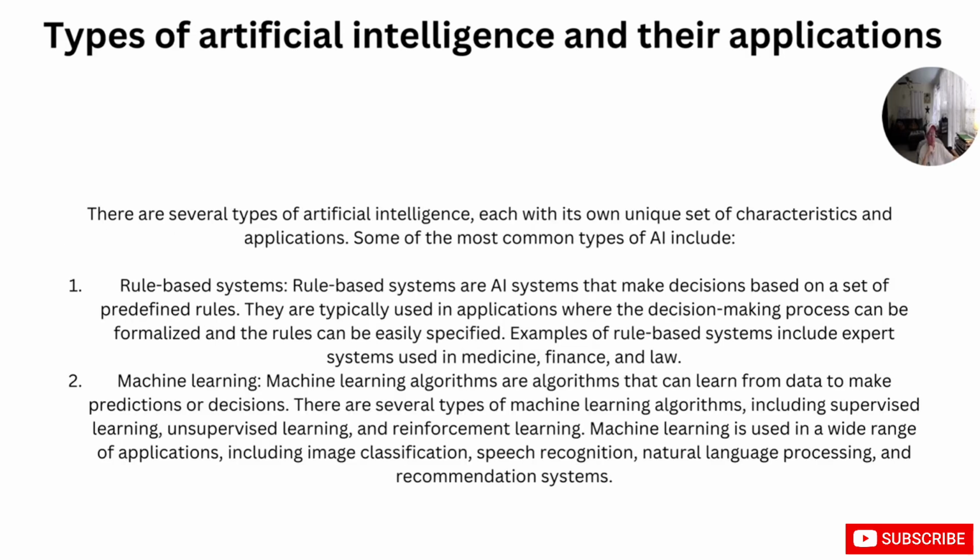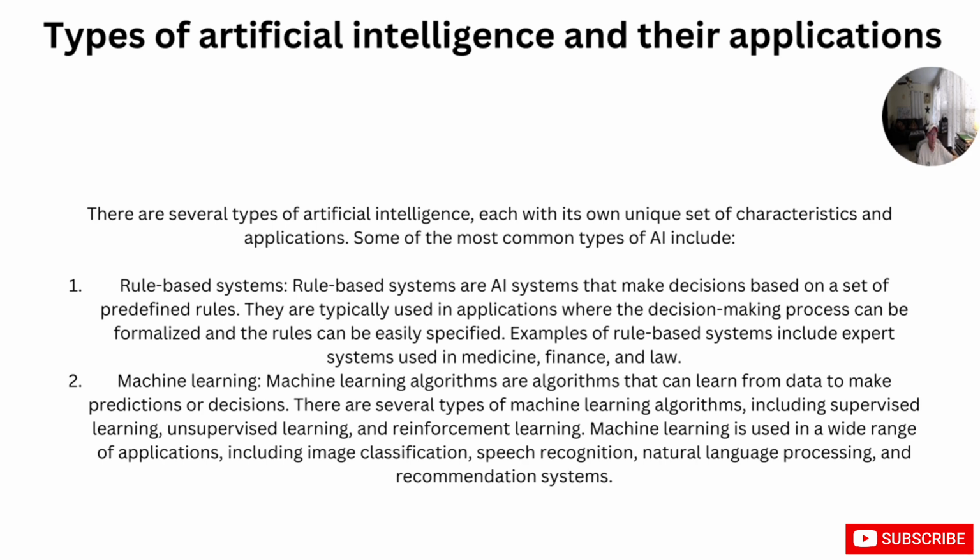Types of artificial intelligence and their applications. There are several types of artificial intelligence, each with its own unique set of characteristics and applications. Some of the most common types of AI include: Number one, rule-based systems. Rule-based systems are AI systems that make decisions based on a set of predefined rules. They are typically used in applications where the decision-making process can be formalized and the rules can be easily specified. Examples of rule-based systems include expert systems used in medicine, finance, and law.